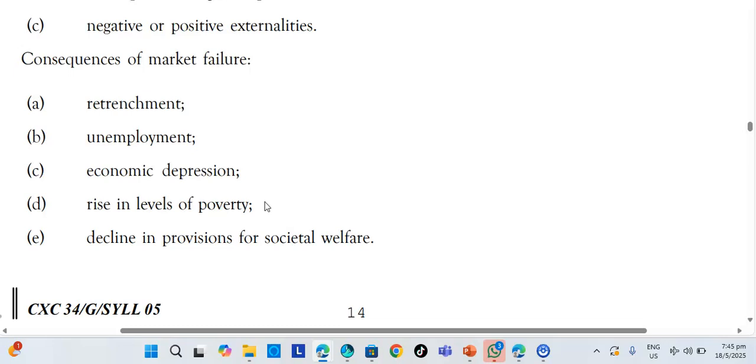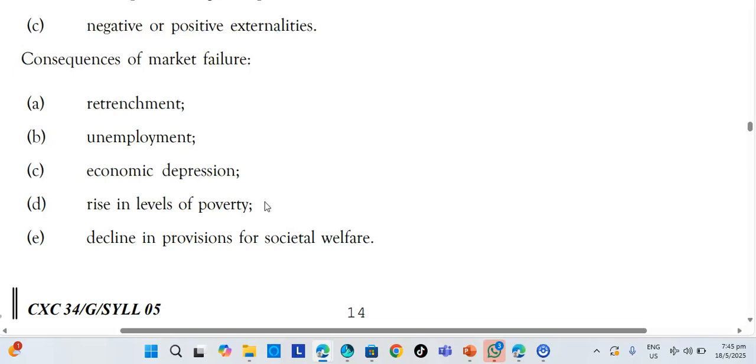This is when businesses cut costs by laying off workers due to inefficiency or reduced demand. Unemployment: there are fewer jobs as firms reduce output or fail entirely. Economic depression: a widespread and prolonged decline in economic activities due to low spending and production.